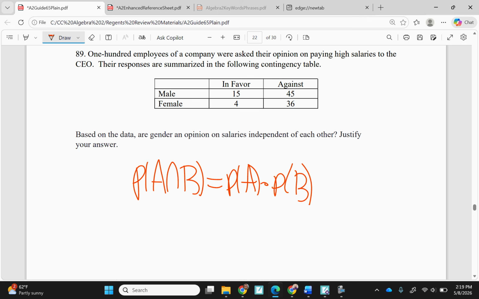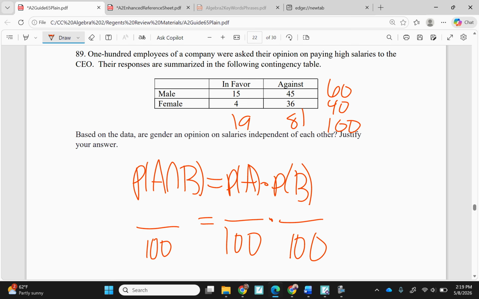What's great about this formula is that there's no conditions, which means my denominator is my total for all of them. I'm going to total everything up. The denominator is a total for all of them. Gender and opinion. So I'm going to go A, female. I'm going to go B in favor. So A and B is 4. P of A is probability of female, which is 40. P of B is probability of in favor, which is 19.